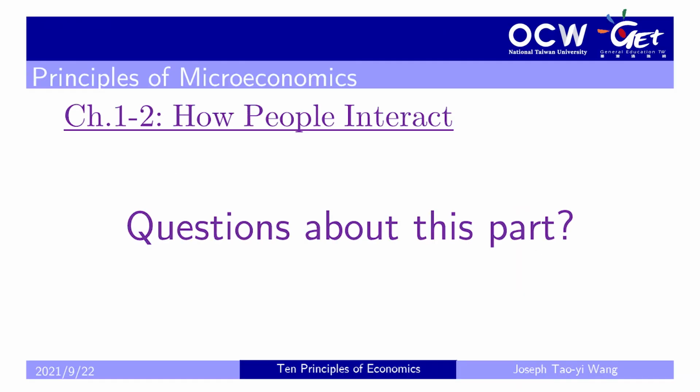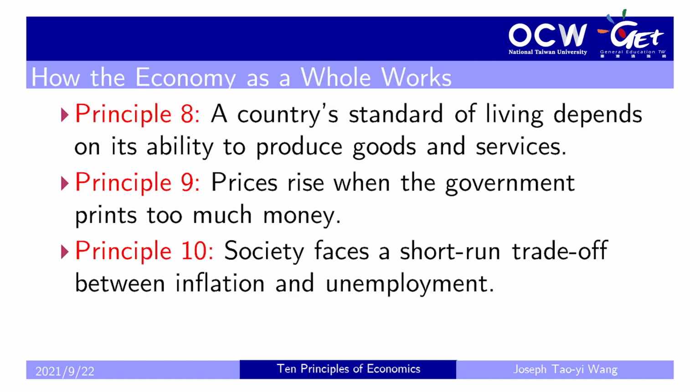Before we go on, do you have any questions about principles 5 to 7 on how people interact? If yes, then we can go through the next section. All right, now let's move on to principles 8, 9, 10. That's how the economy works as a whole. We went through how people make decisions, that's individual decision making. And then we went on to how people interact. That's within a society, within the economy, how people, or firms and consumers, are interacting. And now we'll look at the aggregate, the whole economy.